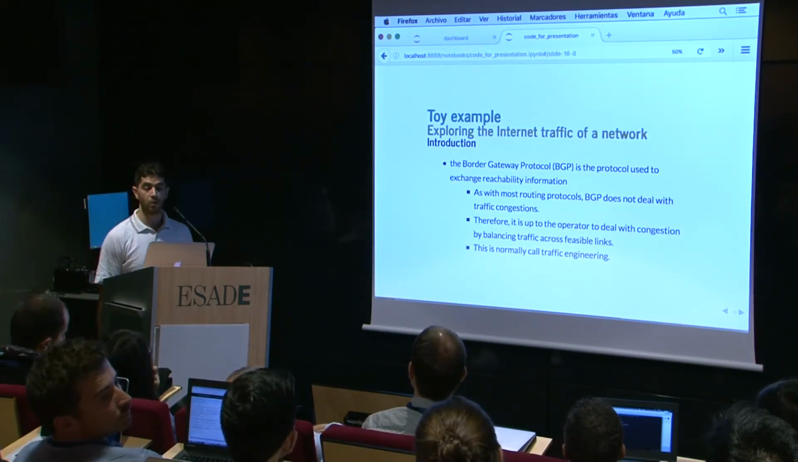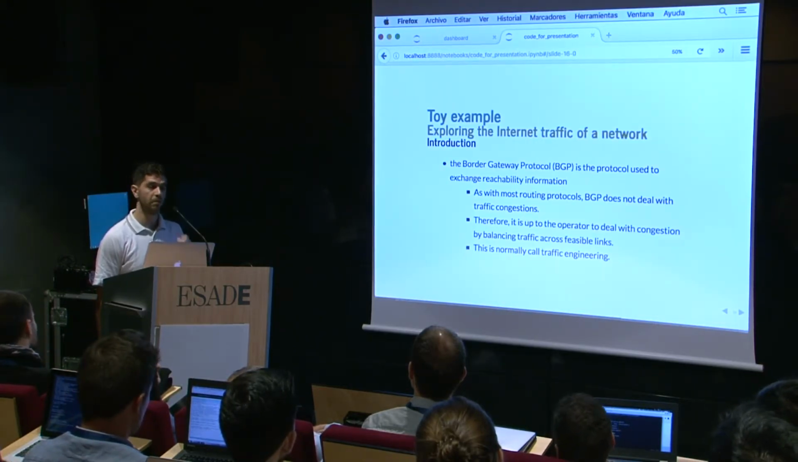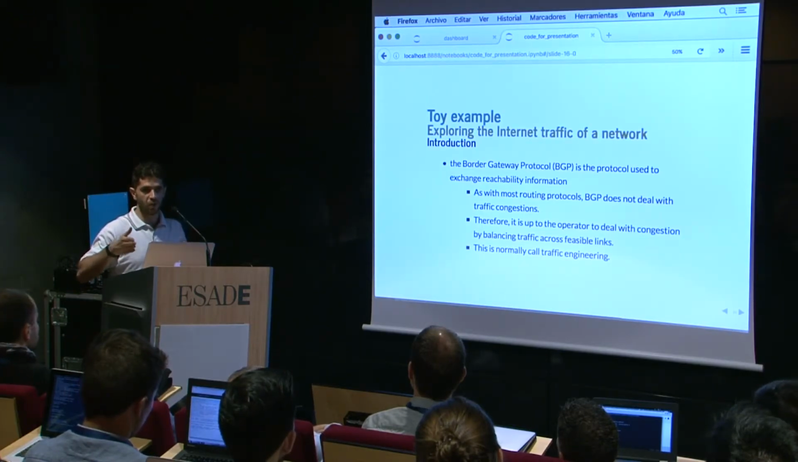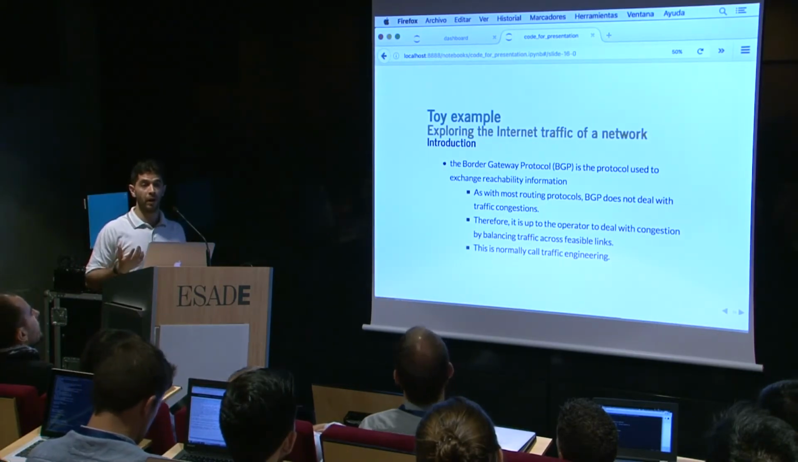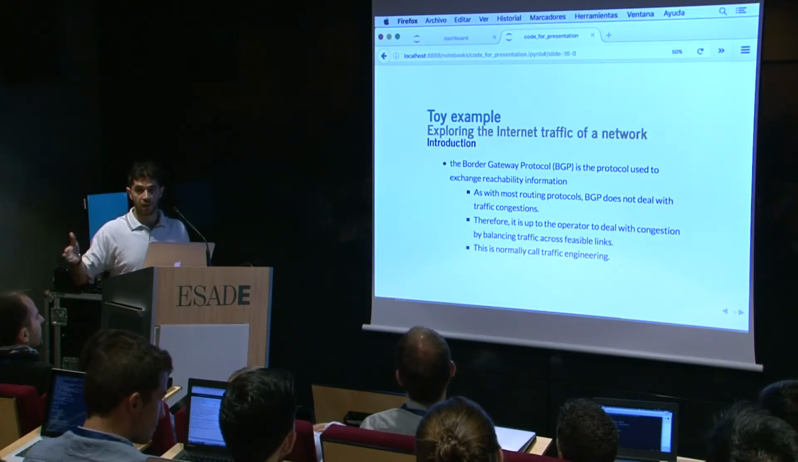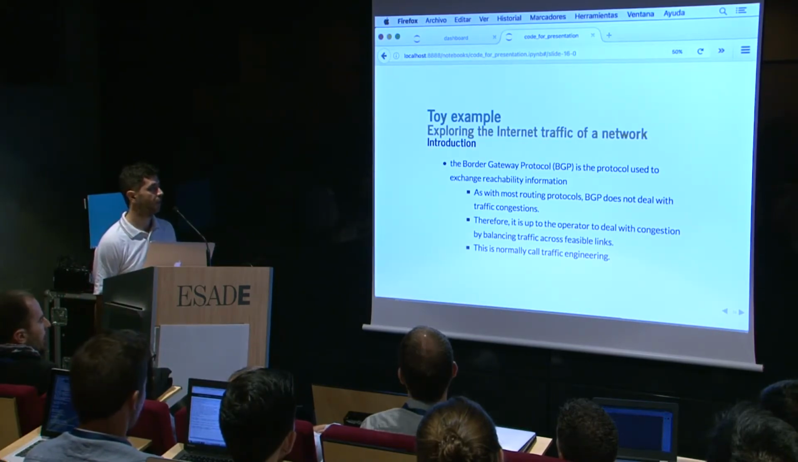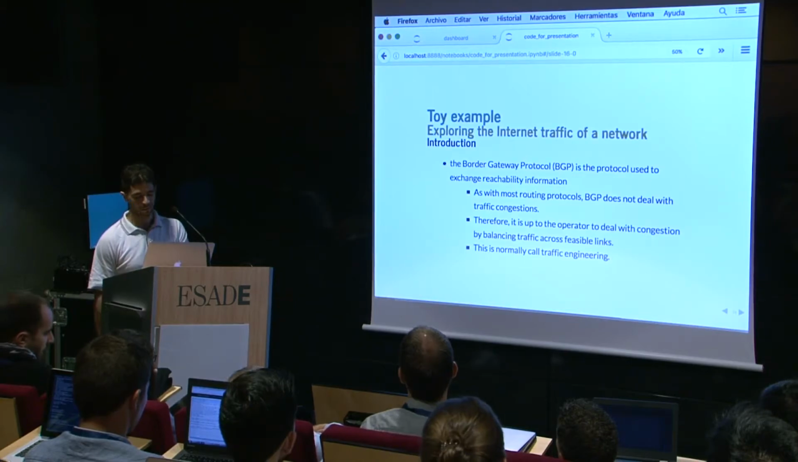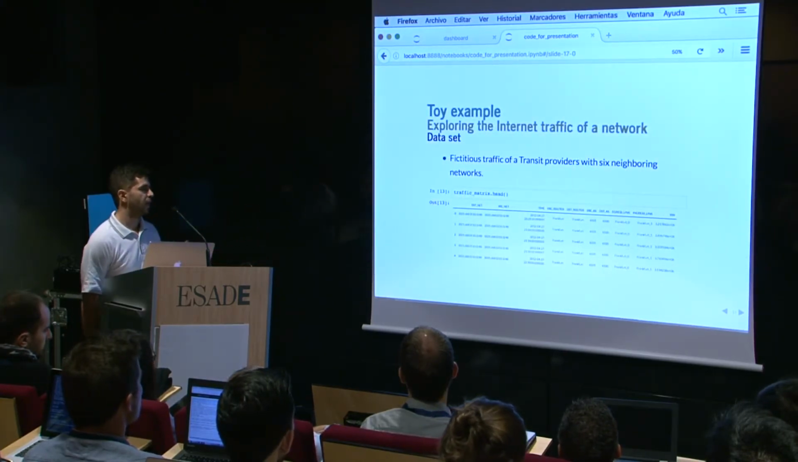As with most routing protocols, you have to know that routing protocols usually, because that leads to instability, do not deal with congestion. So they don't have congestion of the links or capacity in their algorithms. So it's up to the operator to move the traffic in such a way that the links are healthy, that they are not congested. This is typically called traffic engineering. Okay, all of this will be important for the actual example.